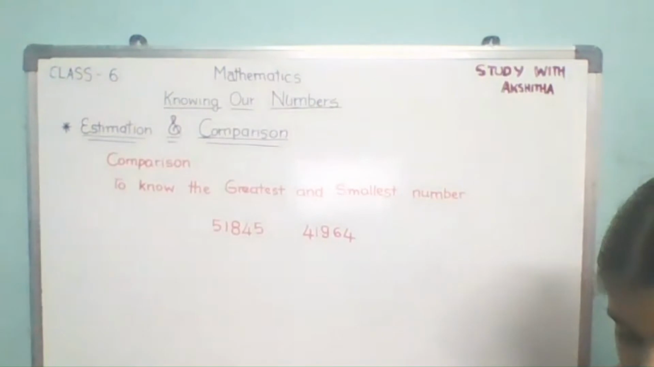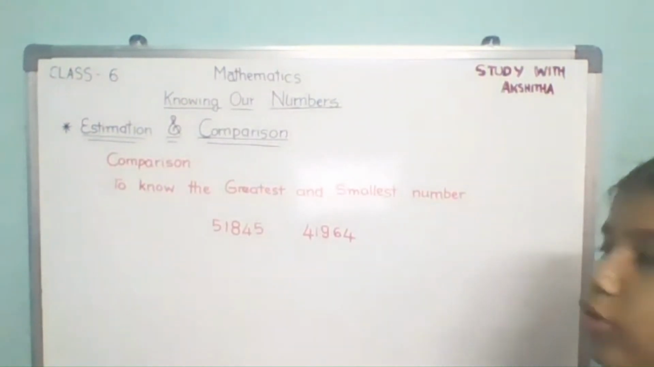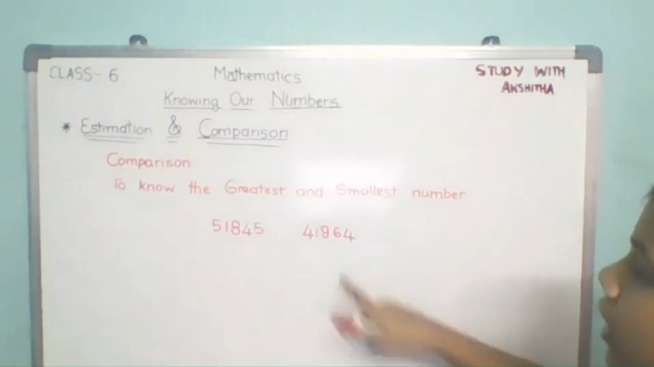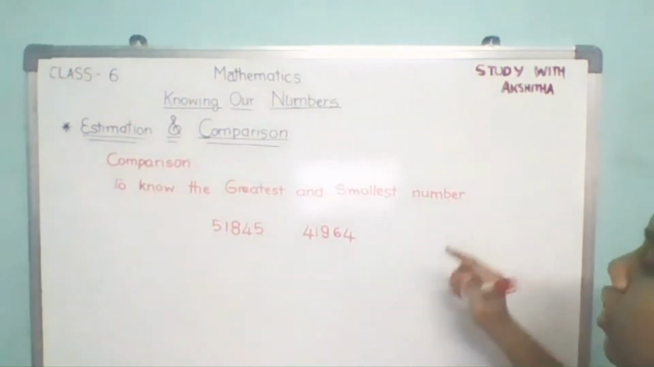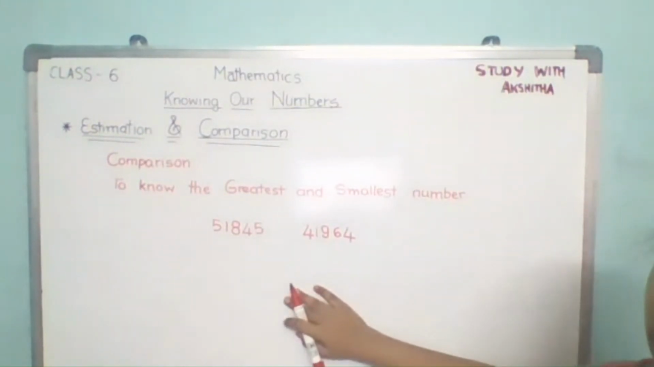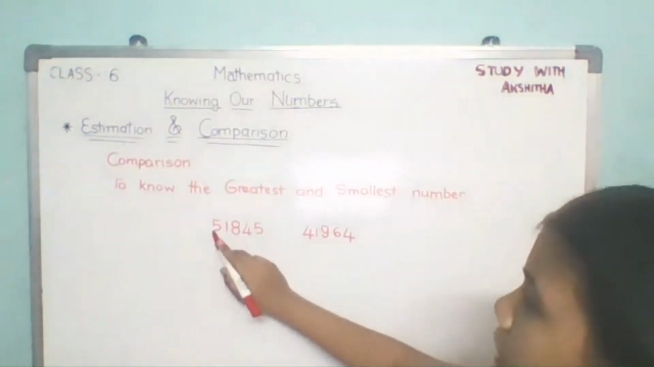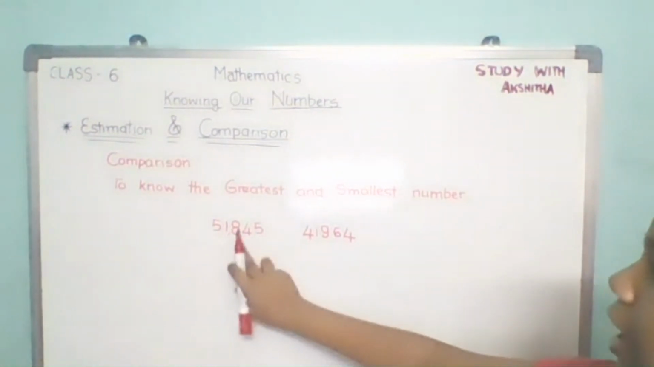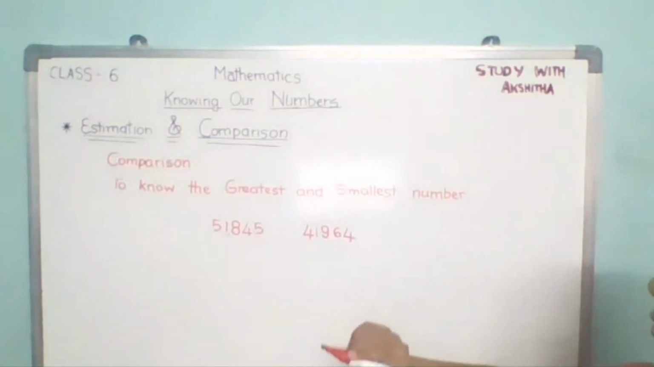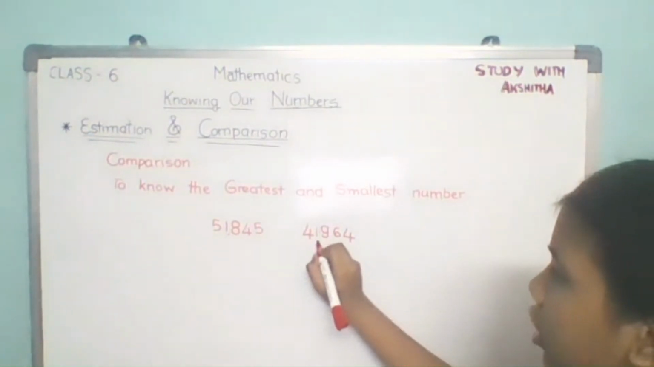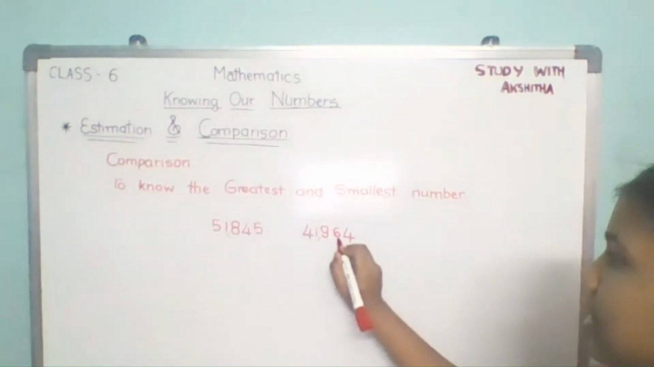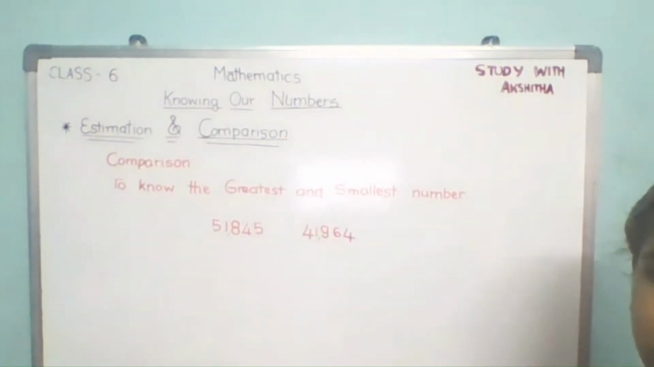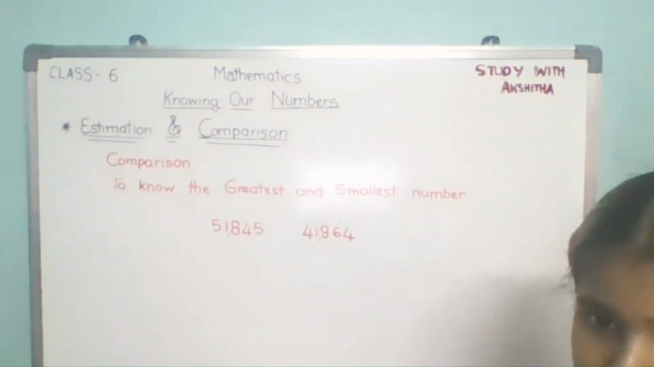So try to read it. We have already learned in 4th and 5th classes how to read 5-digit numbers. These numbers are also 5 digits. Now let's read it. 51,845. Next, 41,964. So this is how we read numbers.